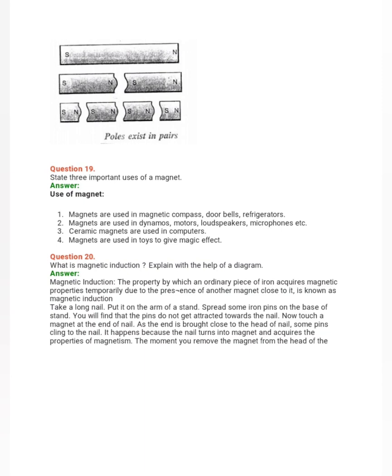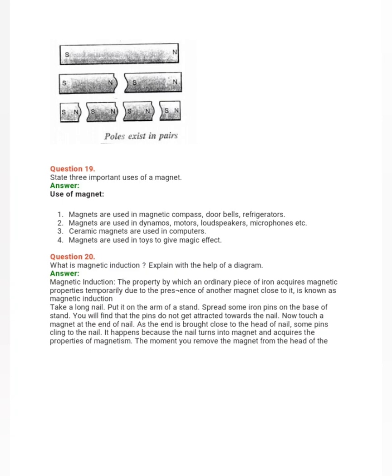Question 20. What is magnetic induction? Explain with the help of a diagram. Answer. Magnetic induction, the property by which an ordinary piece of iron acquires magnetic properties temporarily due to the presence of another magnet close to it, is known as magnetic induction. Take a long nail, put it on the arm of a stand. Spread some iron pins on the base of the stand. You will find that the pins do not get attracted towards the nail.